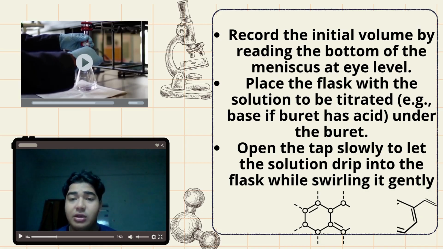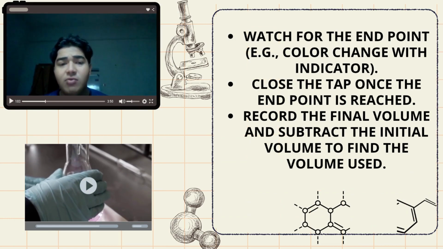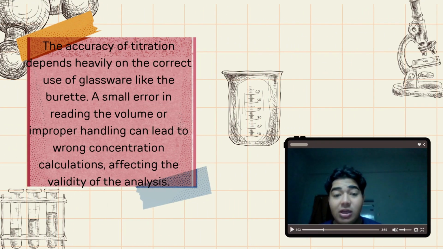During the titration, the solution is added drop by drop until the color change occurs. The final volume is recorded and the volume used is calculated. The accuracy of titration depends heavily on the correct use of glassware like the burette. A small error in reading the volume or improper handling can lead to wrong concentration calculation, affecting the validity of the analysis. That's why the burette is considered an essential tool in analytical chemistry.